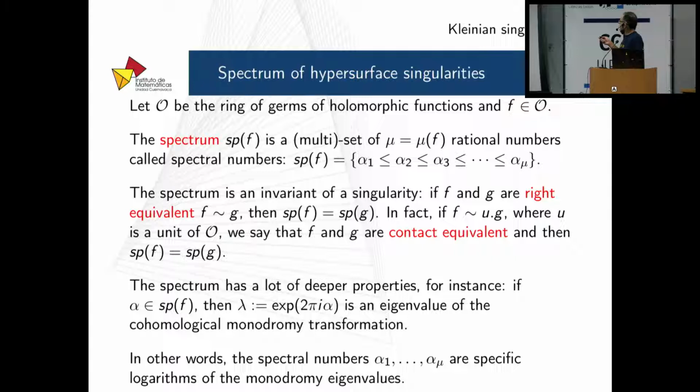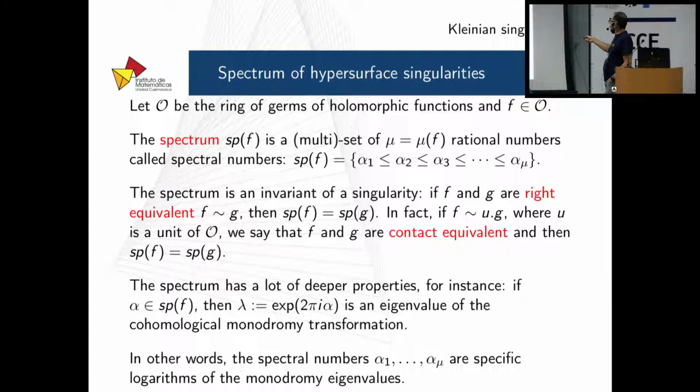Now I will talk about an invariant of singularities, which is called the spectrum of a hypersurface singularity. We take O, the ring of germs of holomorphic functions, and we take a function f there. The spectrum of f is a multiset of mu rational numbers. Mu here is the Milnor number. They are called spectral numbers, and they are ordered.